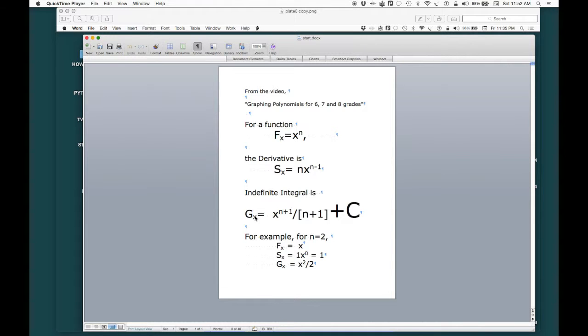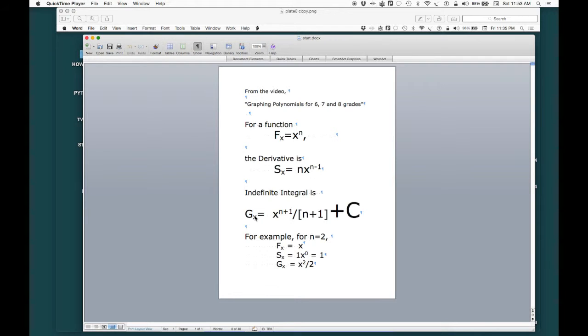I show graphically that if you know that the differentiation of the function f of x is n x to the n minus 1, you can solve the derivative of any polynomial of type x to the n. But I do not mention it that way. I say that you can find the slope. The derivative is the slope of the function, s of x equals n x to the n minus 1.